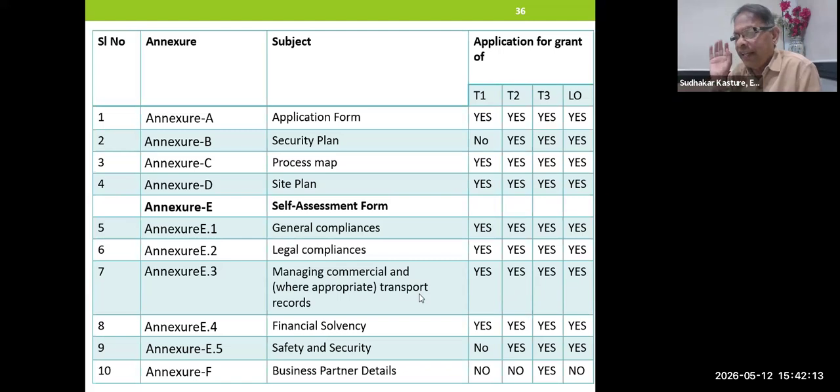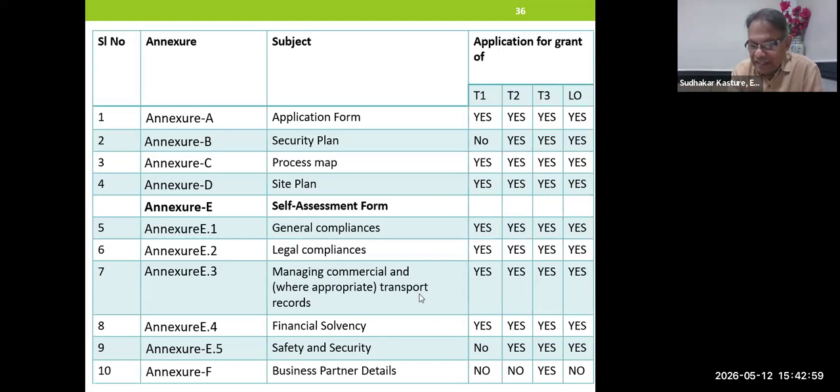सबके लिए compulsory, all categories, T1, T2, T3, logistic operator. Annexure E1, general compliances, legal compliances, managing commercial and transport records, financial solvency, safety and security. All this is required for T2, T3. It is written there what all you need to maintain. Annexure E5, safety and security, not required for T1 in a sense because it is given purely on documentation basis. Nobody visits your factory. For T2, yes, they will visit your factory.